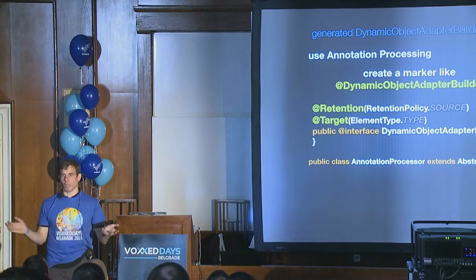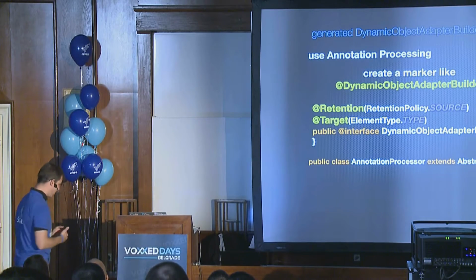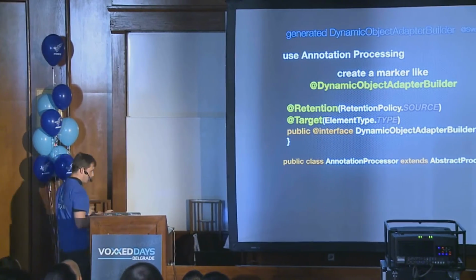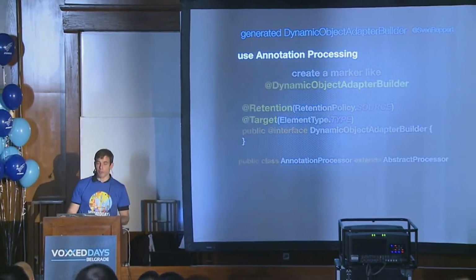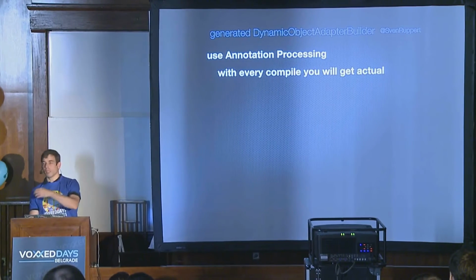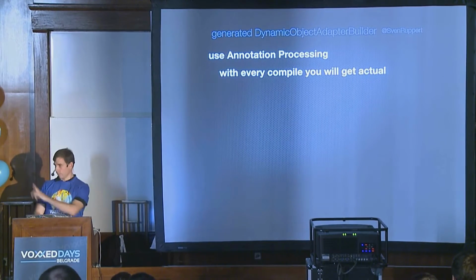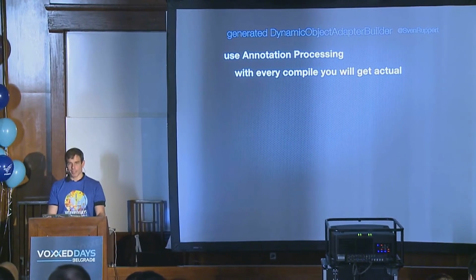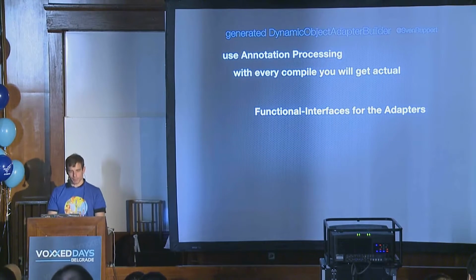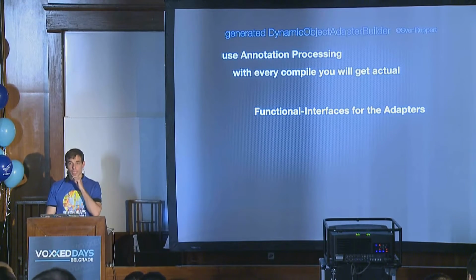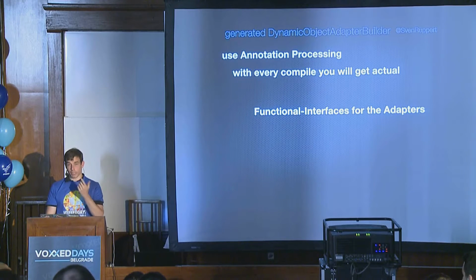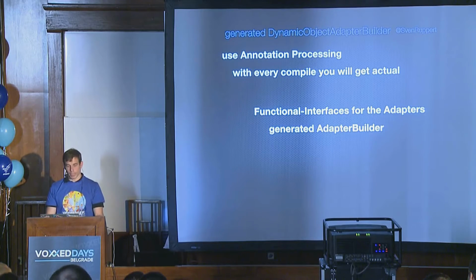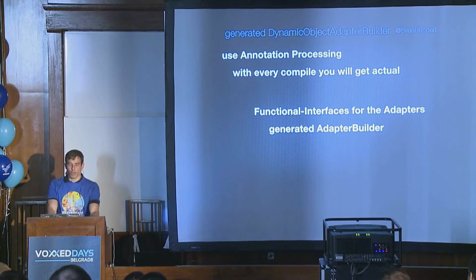This is completely automated. So if you're changing the method, every builder will be created new, and everything that implements a different signature will break. I remember, 10 minutes. So, okay, every compile will get you an actual version of these functional interfaces for the adapters. So old adapters will break at compile time, and you can generate the whole builder stuff because it's so generic.